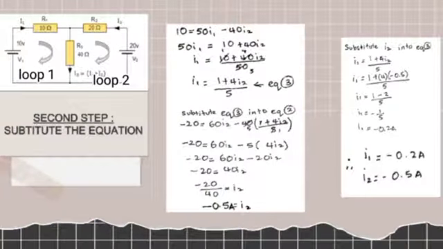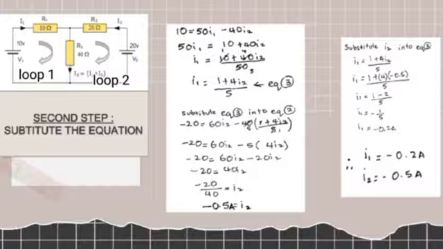Next, we need to substitute the equations. Before we substitute, we need to simplify equation number 1. That is 10 equals 50 I1 minus 40 I2. Simplifying the equation, the answer will be I1 equals (1 plus 4 I2) divided by 5. This represents equation number 3.